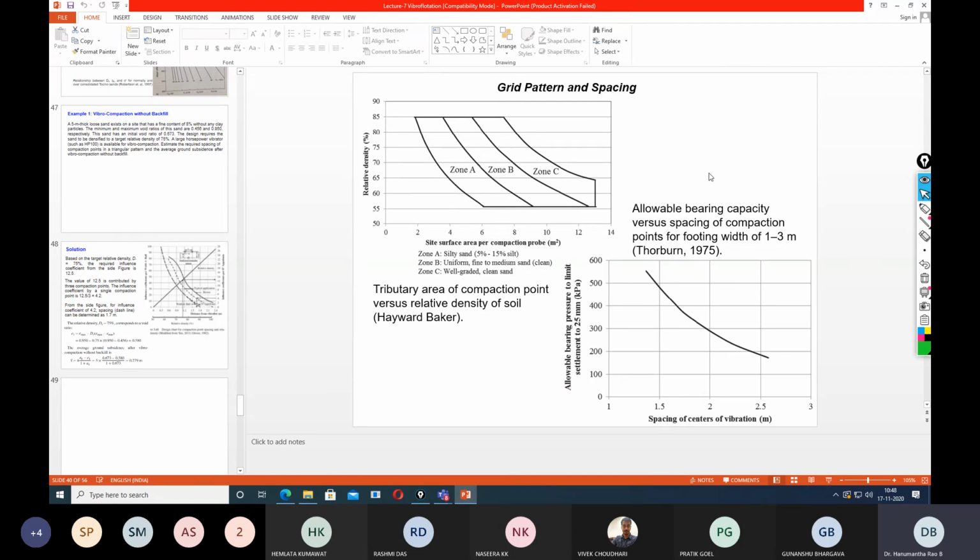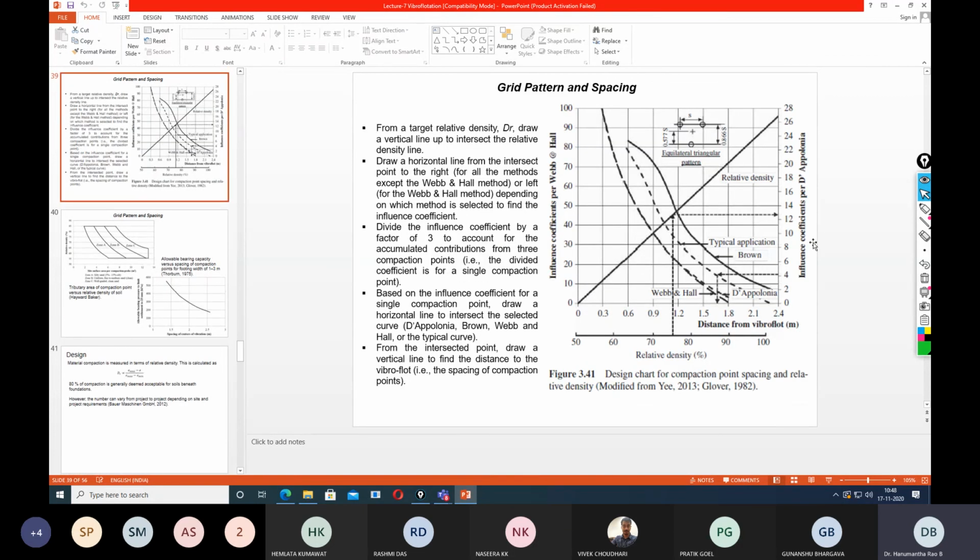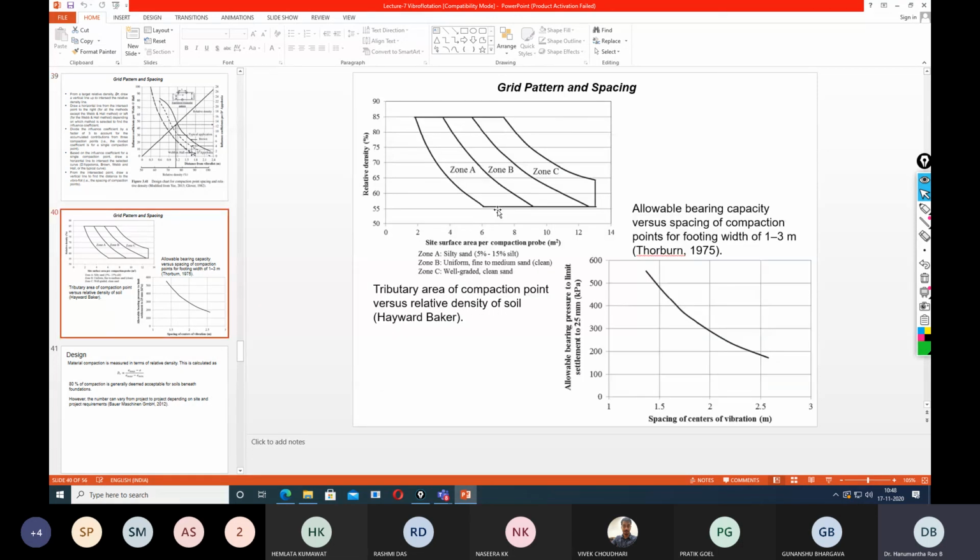So these are the 3 different criteria proposed by 3 different people. This is proposed by D'Apollonia, Webb and Hall or Brown, the zonation is proposed by Hayward Baker, and the bearing pressure versus settlement ratio is proposed by Thorburn. So you can use anything, it doesn't matter.